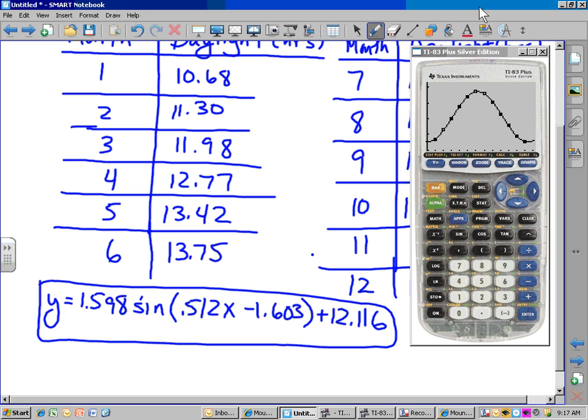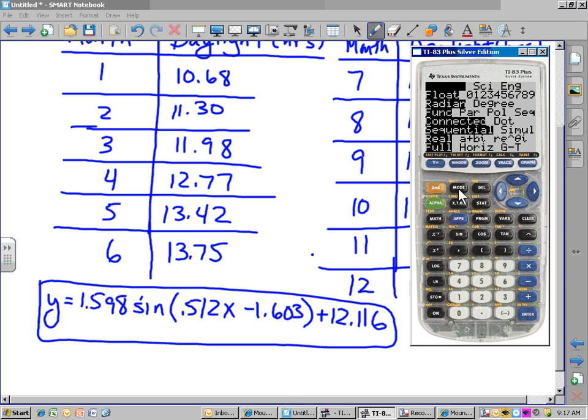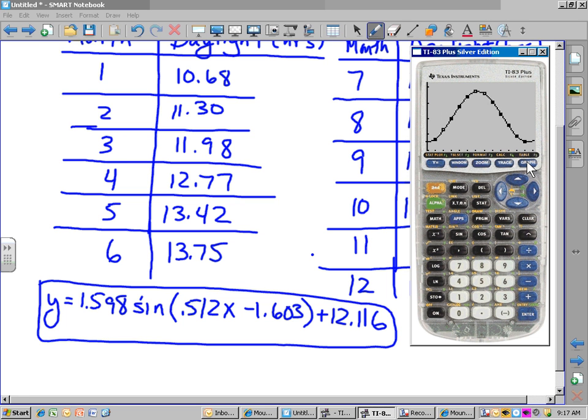If you're having difficulties with the graph, you need to be in radian mode when you're doing this. Radian mode. So change your mode to radians if you're getting a weird graph, and you should get a nice, smooth graph.